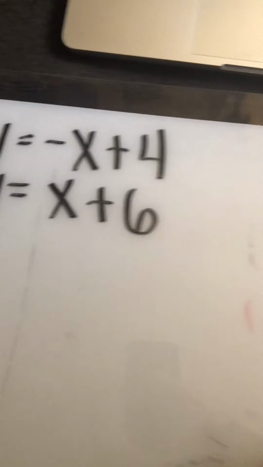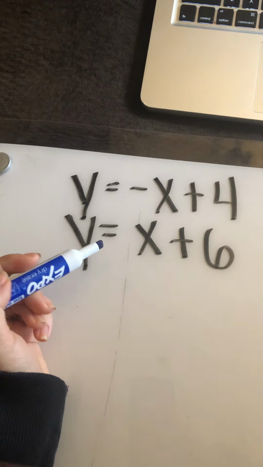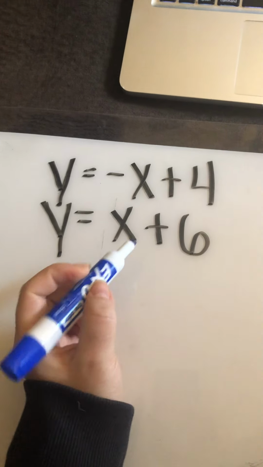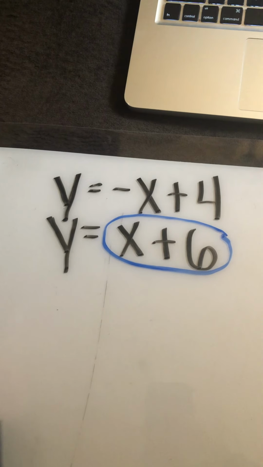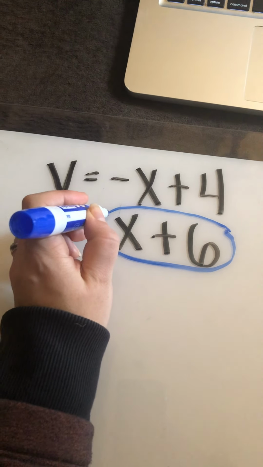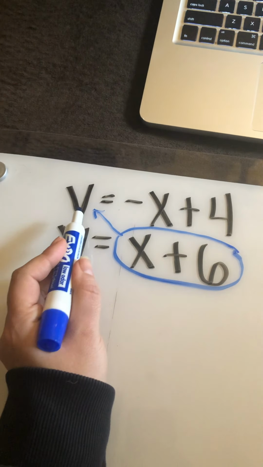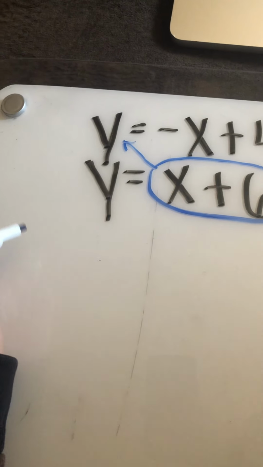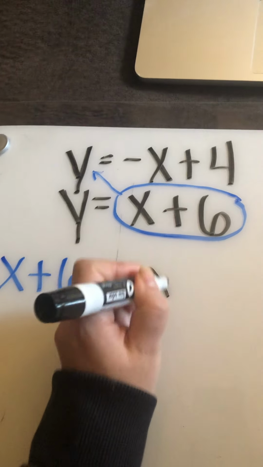Okay, so I wrote that same system on my board. And what you're going to do is, since they are both equal to y, we can take one of the expressions. So I'm going to take x plus 6, circle it, and instead of saying that y equals negative x plus 4, we're going to take x plus 6 and substitute it in for y because we know that y equals x plus 6. So instead of saying y equals negative x plus 4, we're going to say x plus 6 equals negative x plus 4.